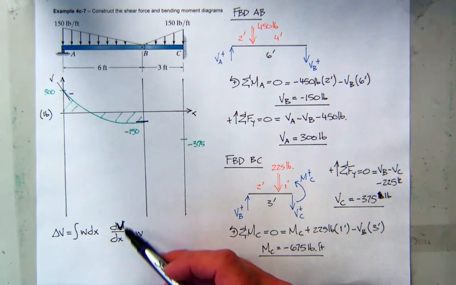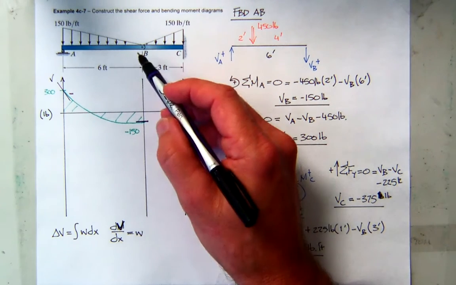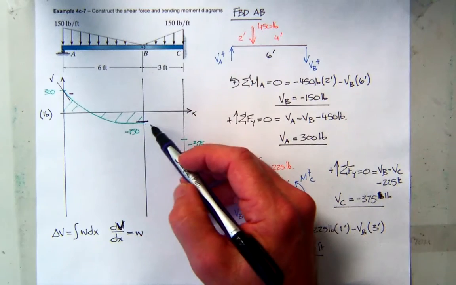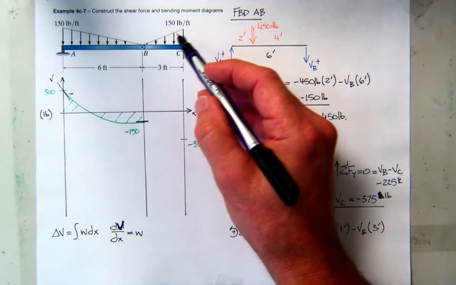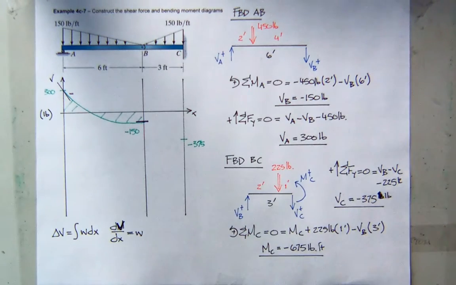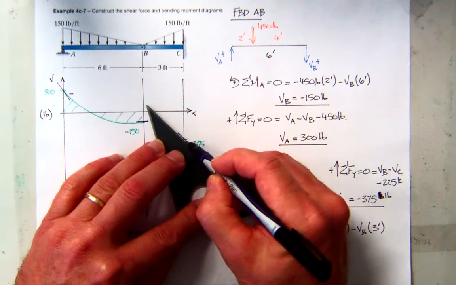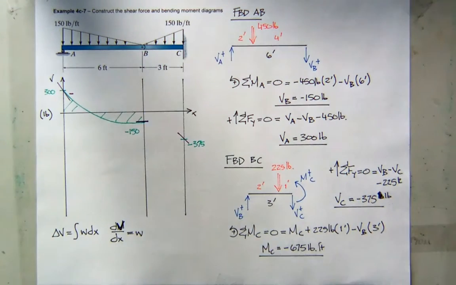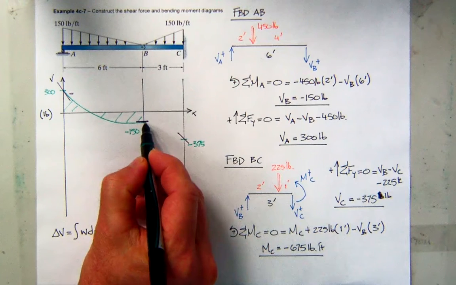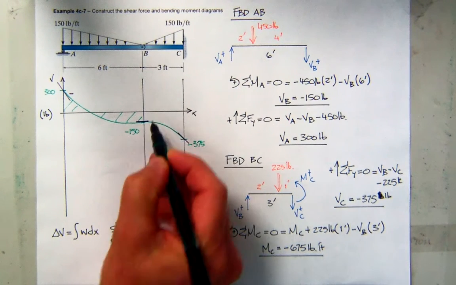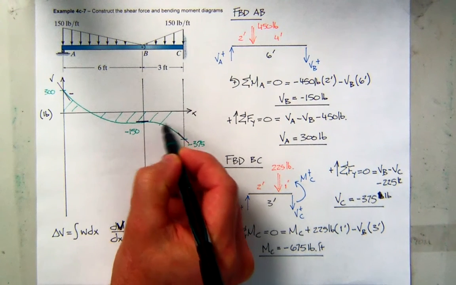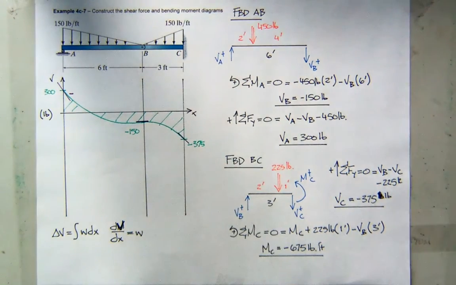Now the slope of the shear diagram is the load. What is the value of the load at B? 0. 0 slope. And it increases to a value that is negative. So it kind of has a little inflection and goes the other way. That's a pretty cool looking shear diagram.